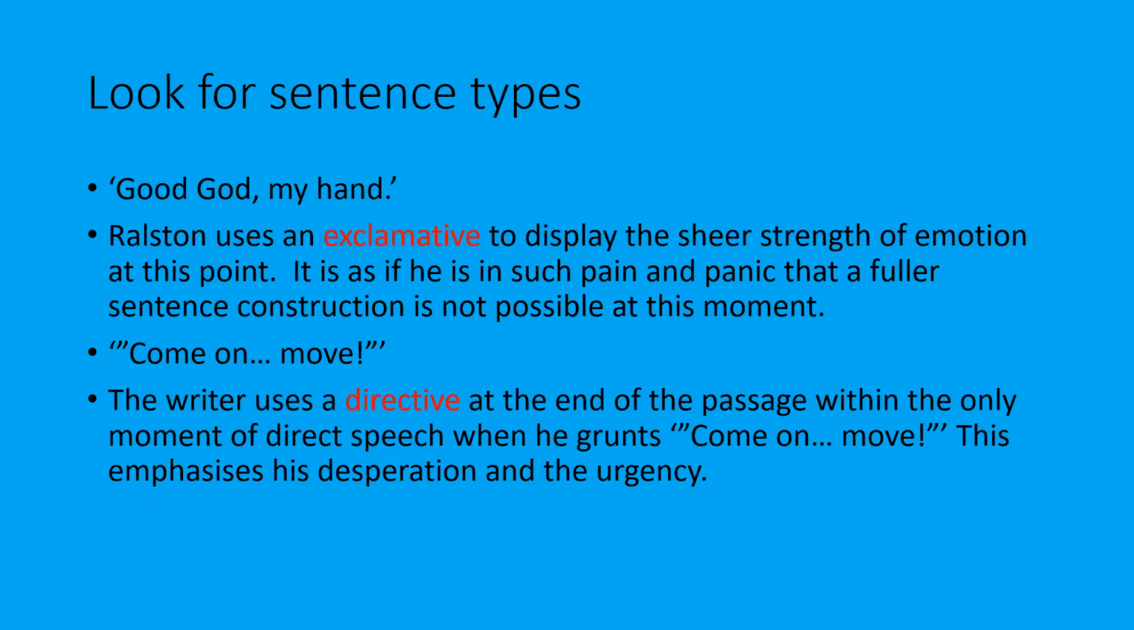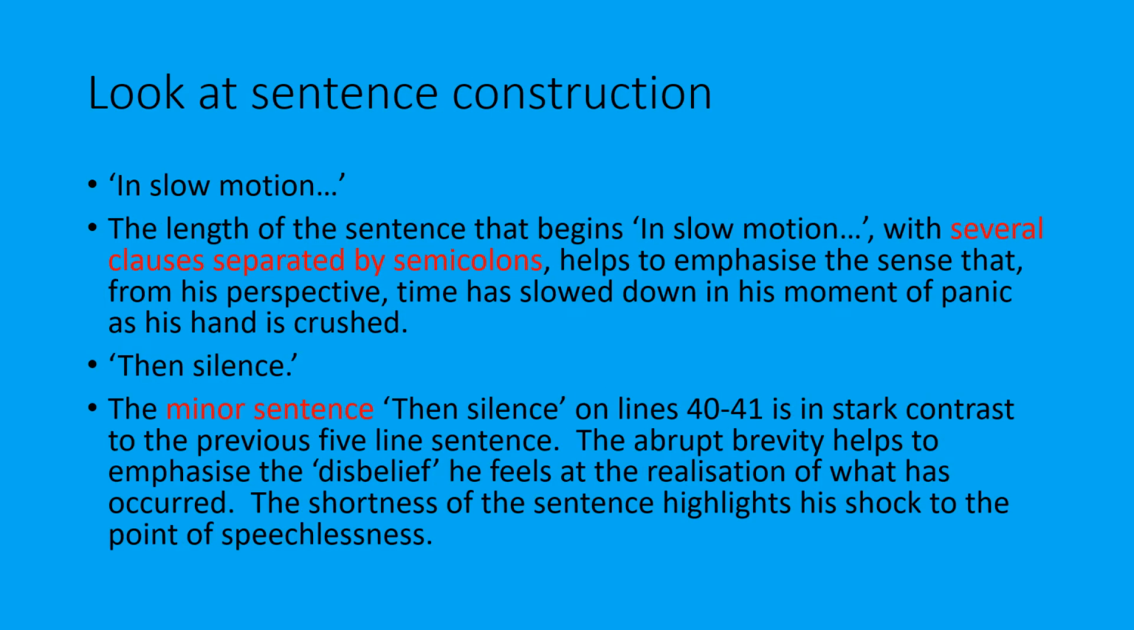Later on, he then says, "Come on, move." I mean, he's kind of talking to the rock or to his hand at that point. But there he's using a directive. The "come on" and the "move," they're both imperatives, aren't they? But the sentence type is a directive. And he uses it at the end of the passage in the only moment of direct speech when he's kind of grunting, in desperation and urgency, isn't he, to try and get it to move.